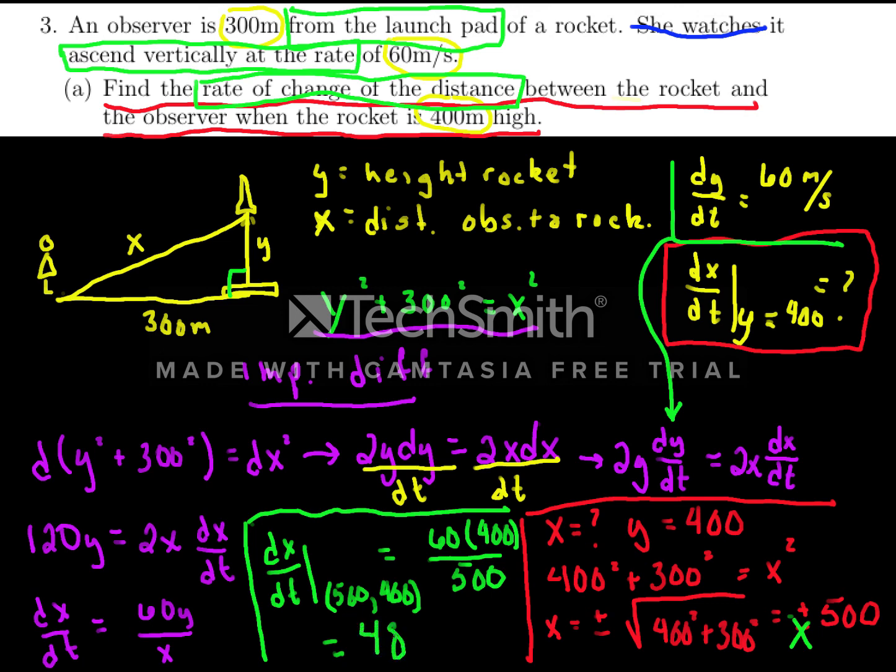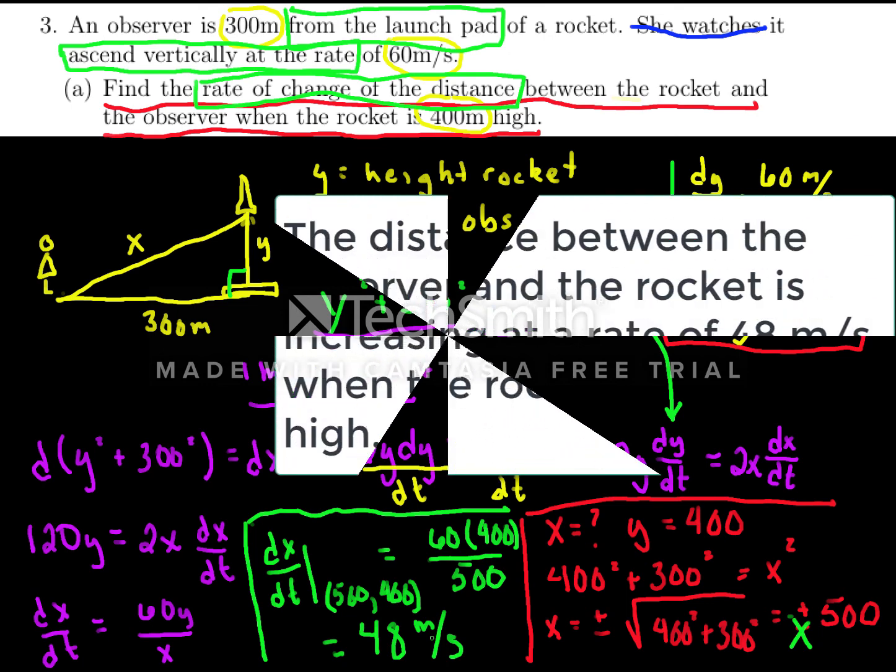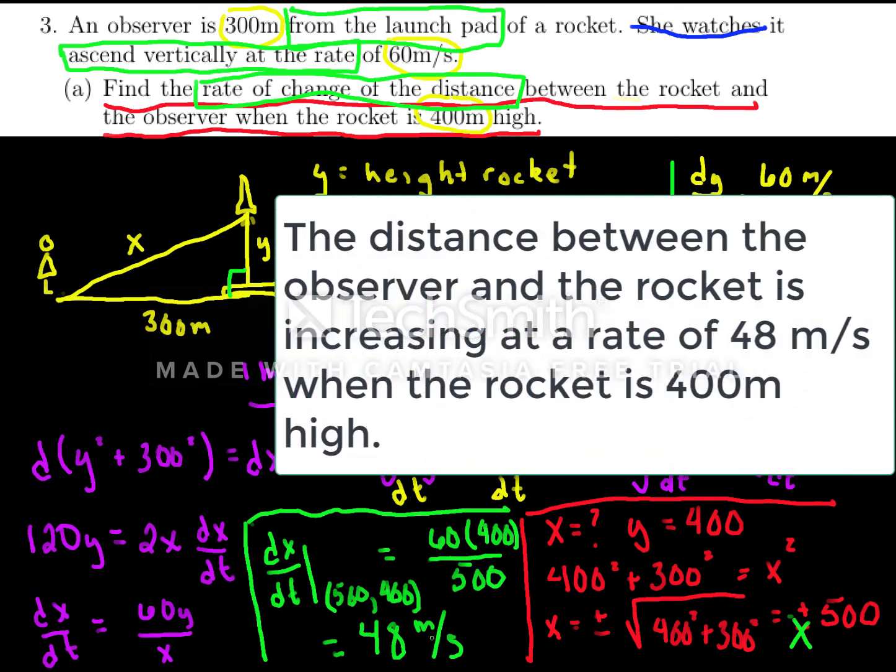48. And what are our units? Well, again, our only unit came from dy dt, which was meters per second, so that carries over. This will be meters per second. So if I were to write out the solution for this, and you should write this out, the answer would be that the rate of change of the distance between the rocket and the observer when the rocket is 400 meters high is 48 meters per second.